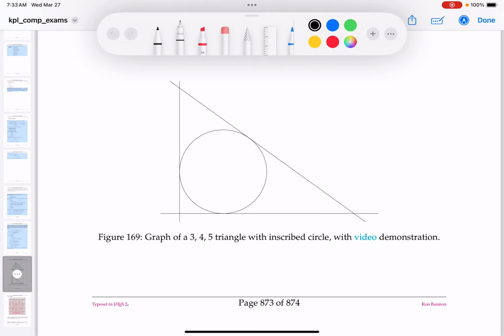Okay, so this is an inscribed circle, and that's a triangle. Now this happens to be a 3, 4, 5 right triangle. So this is the right angle here, and this is going to be the side 3. This is the side 4, and that's the side 5.